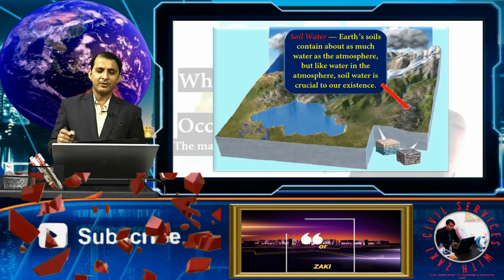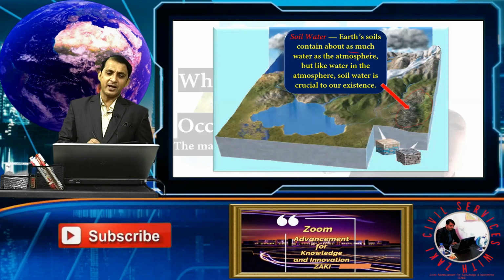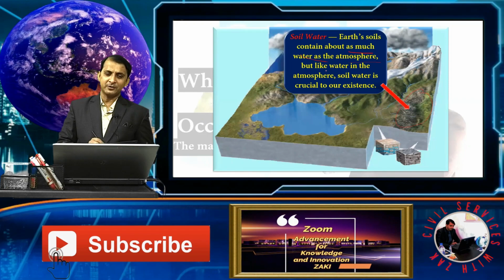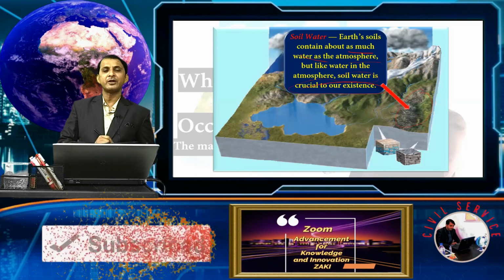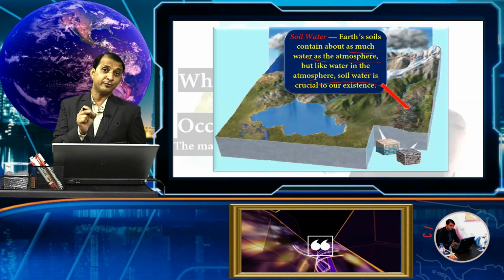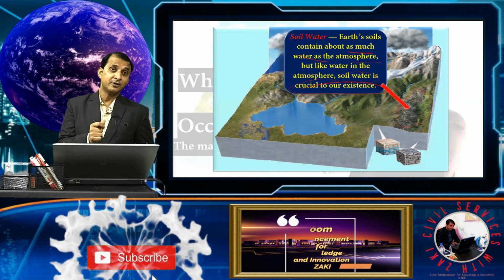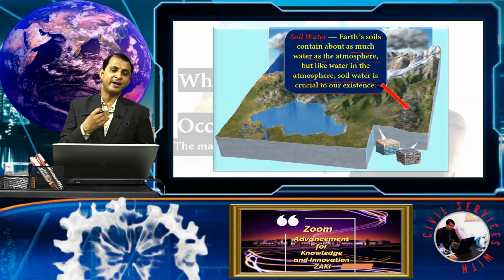Another is soil water. Earth's soil contains about as much water as the atmosphere, but like water in the atmosphere, soil water is also crucial for our existence, because we depend on soils for grain and food.